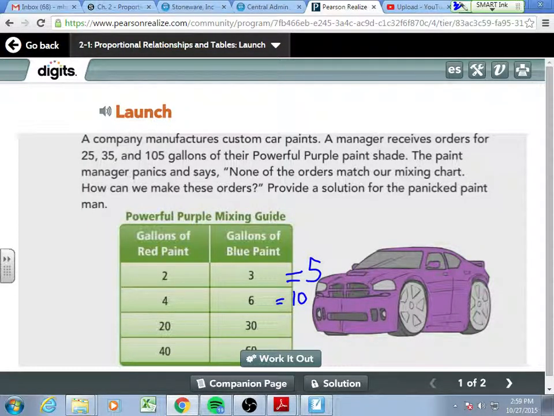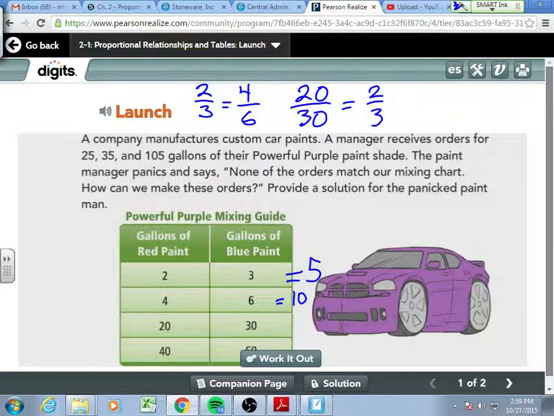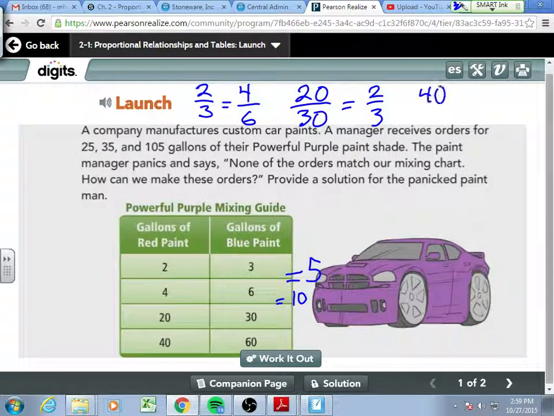Look at our table right here. 2 gallons of red paint, 3 gallons of blue paint. I can set up 2 to 3, red to blue. I can compare that to my 4 gallons and 6 gallons. Would that reduce to be 2/3? Yes. What about 20 to 30? Would that reduce to be 2/3? Yes. And what about 40 to 60? On top and bottom I could divide by 20, or just take off the zeros and then divide by 2, right?